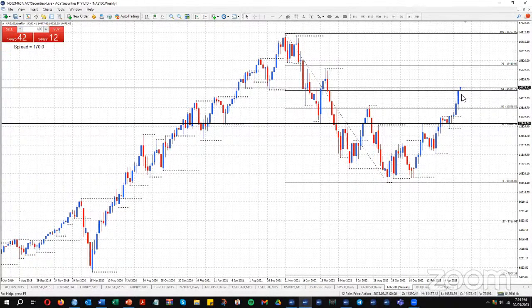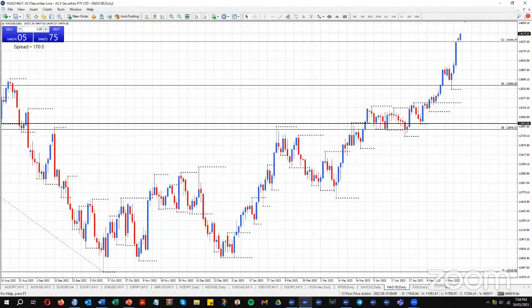If we start to hold here, maybe we form a lower top here on the day chart at the 62% area here at 14,344. Then maybe this is all corrective, but at the moment that is in an uptrend.